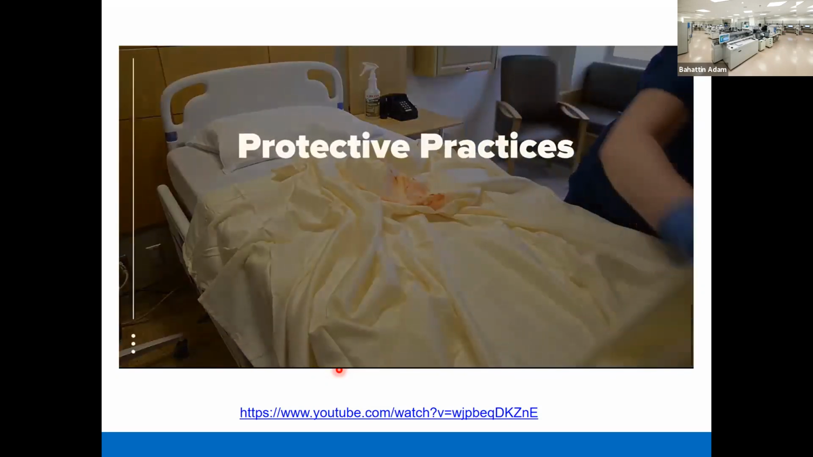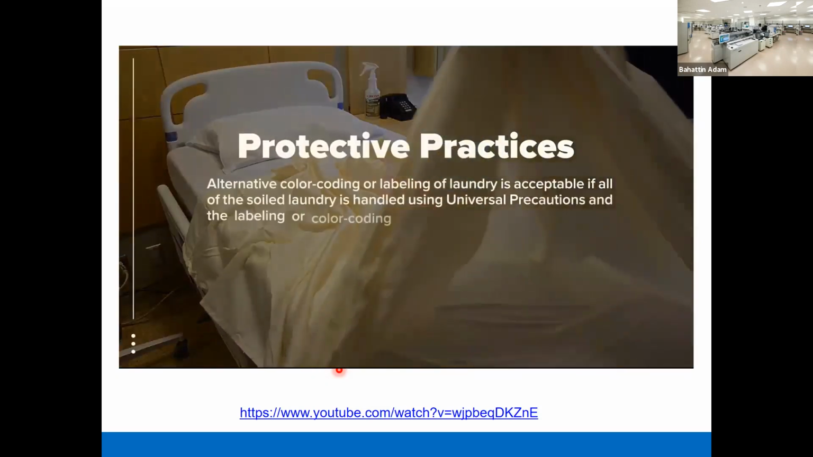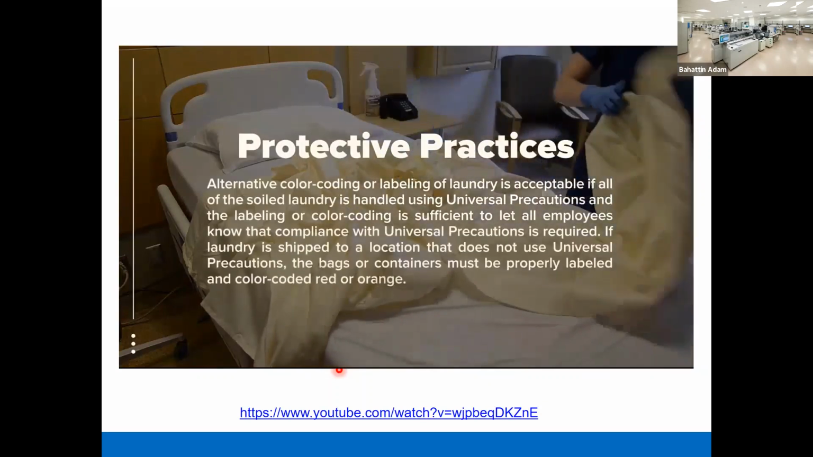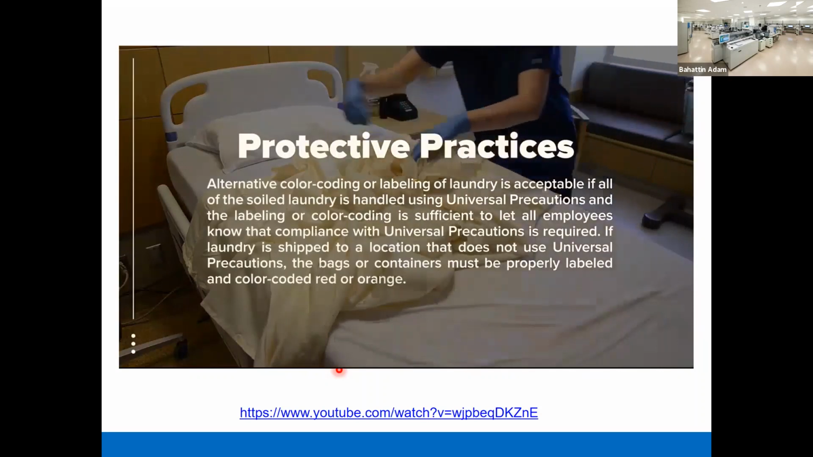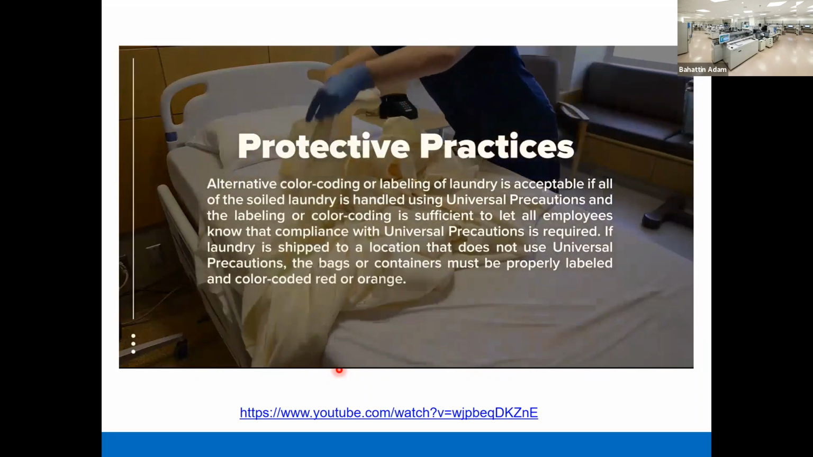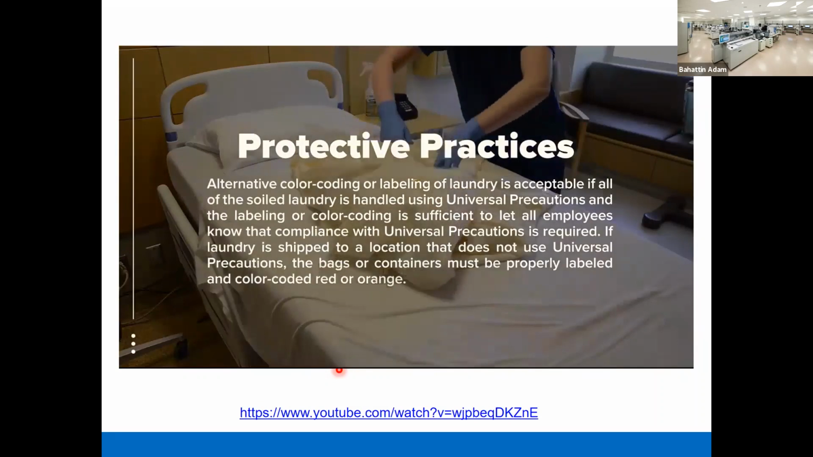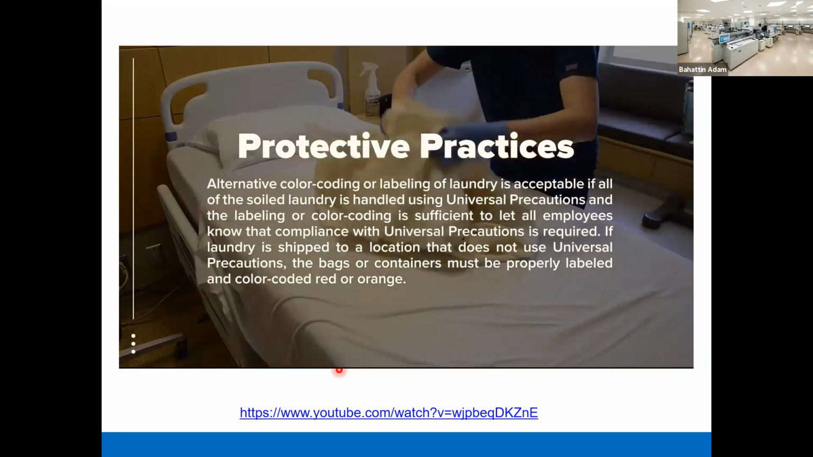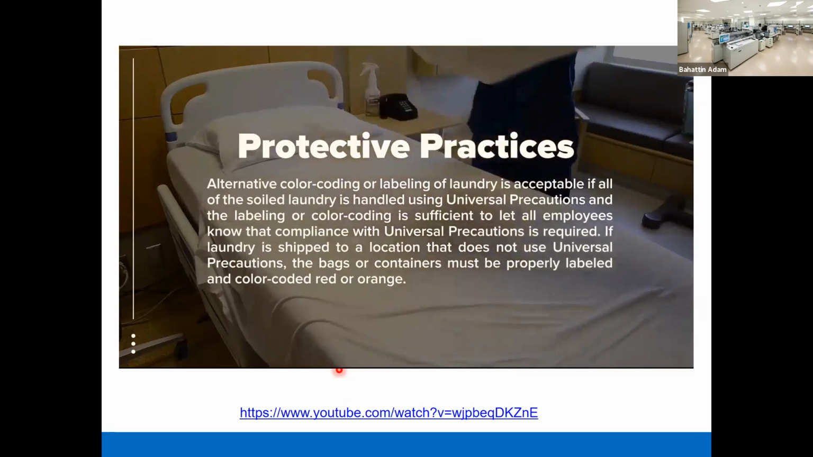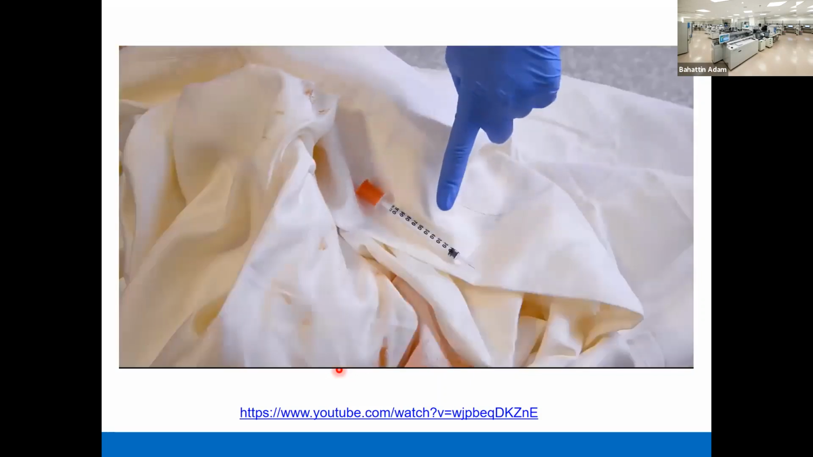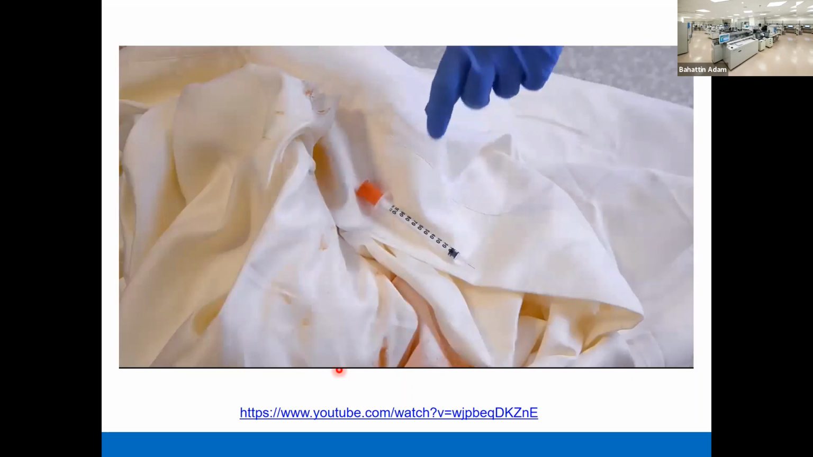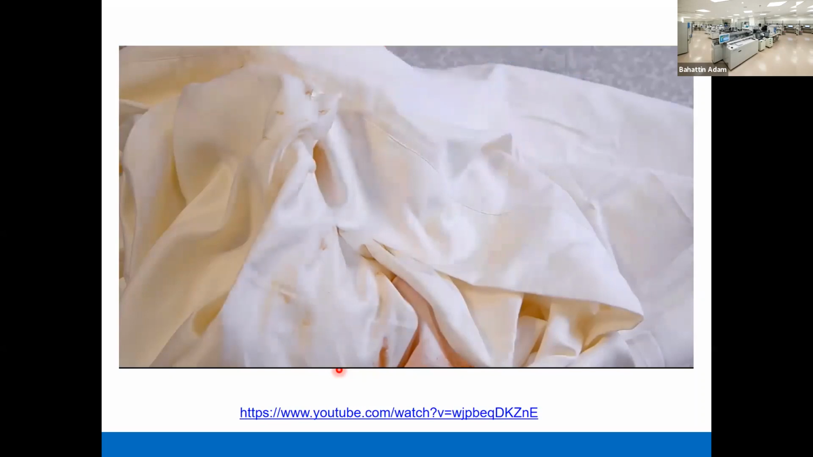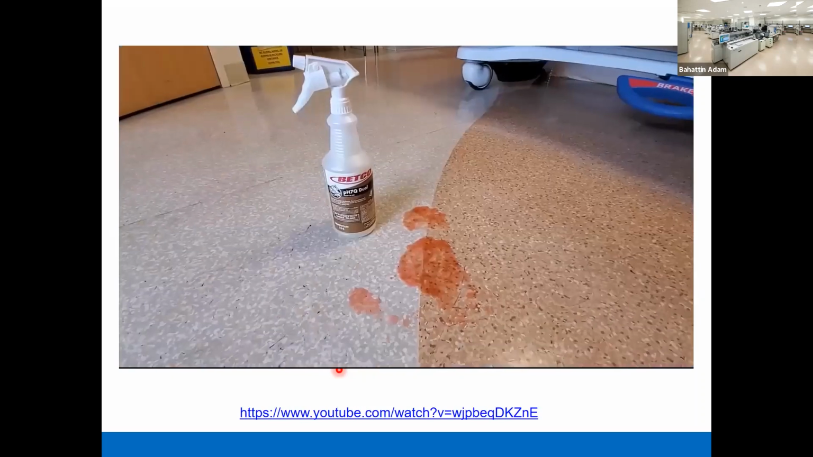Alternative color coding or labeling of laundry is acceptable if all of the soiled laundry is handled using universal precautions, and the labeling or color coding is sufficient to let all employees know that compliance with universal precautions is required. If laundry is shipped to a location that does not use universal precautions, the bags or containers must be properly labeled and color-coded red or orange. Remember that needles or other sharp objects may be hidden within the laundry. Wear personal protective gear if you are responsible for handling contaminated laundry.